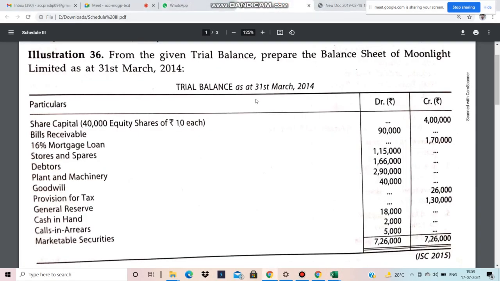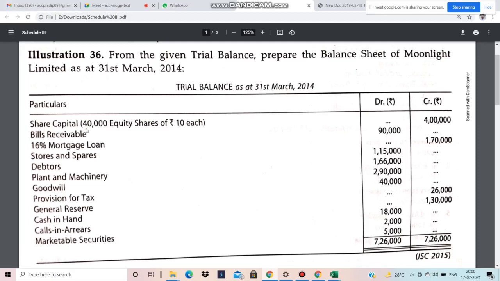Now let's see one example which came in ISC 2015. This is a simple trial balance, and you have to prepare the balance sheet under Schedule 3. As we can see, it is the balance sheet of Moonlight Limited. Nothing is mentioned about whether it is horizontal or vertical format, but we should always follow the Schedule 3 format. Why? Because it is Moonlight Limited. As I said earlier, any private limited company and limited company follows the Schedule 3 guidelines under the provisions of the Companies Act 2013.